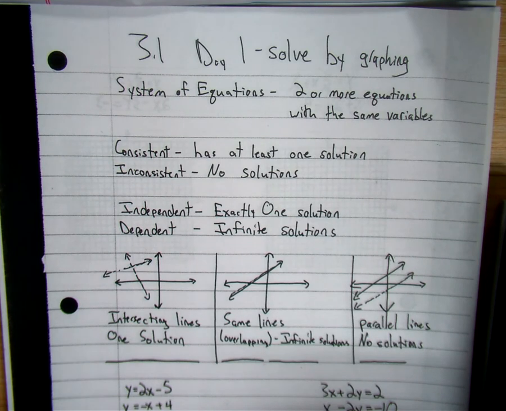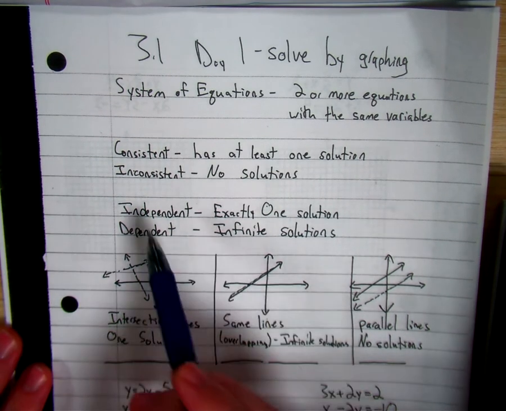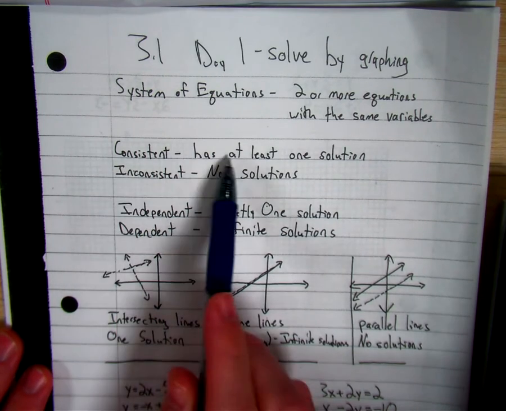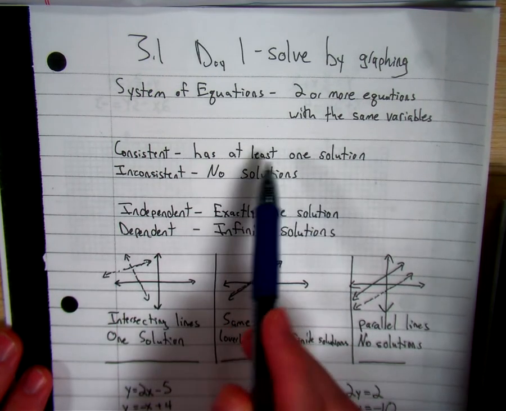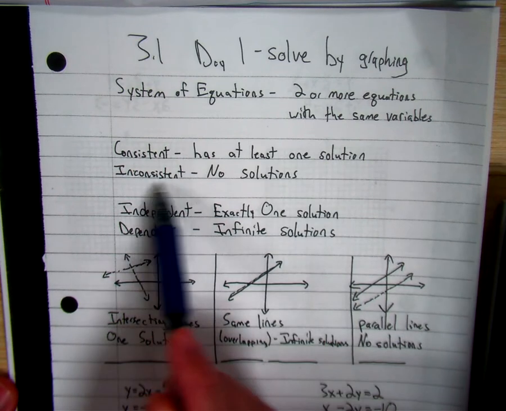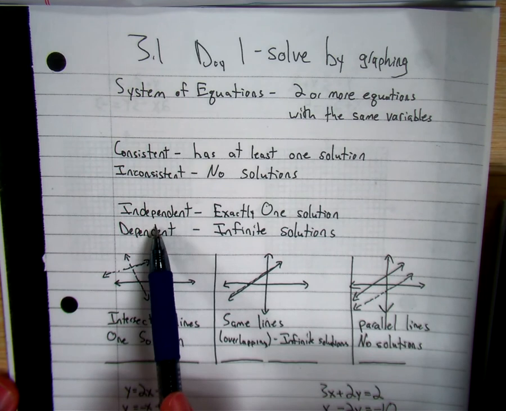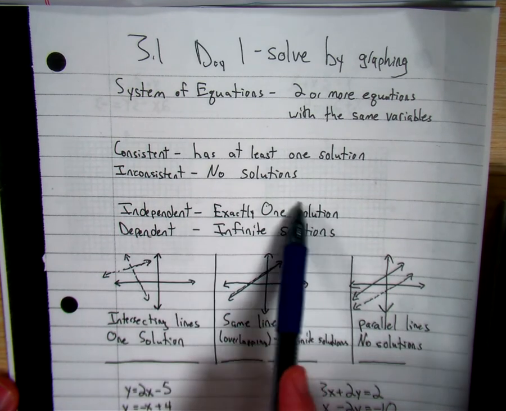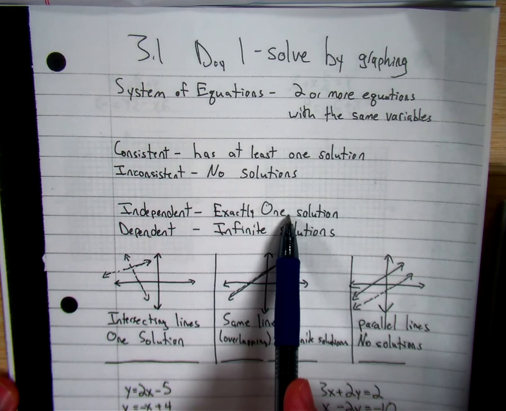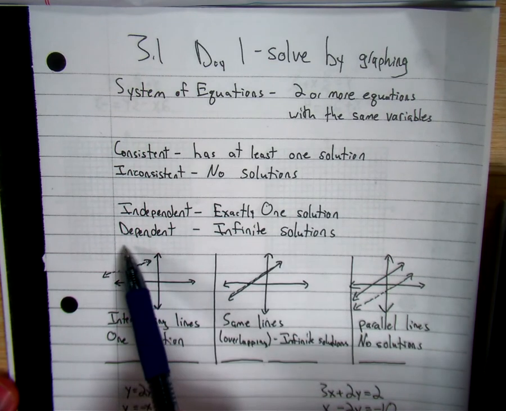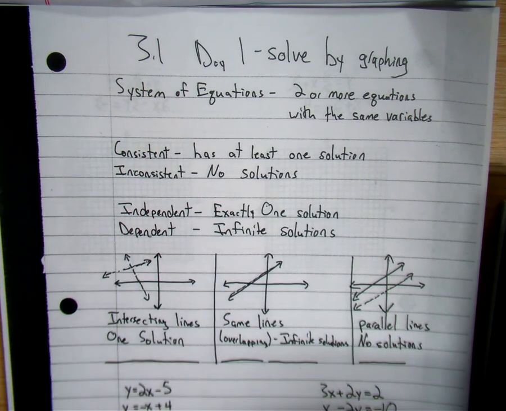For our labeling purposes here, we'll call a system of equations consistent if it has at least one solution. At least one. Okay? Inconsistent means no solutions. It's independent if it has exactly one solution. And dependent means it's going to have infinite solutions, because your solution would depend on your x-coordinate. Then your solution would be your y-coordinate that would work with that x-coordinate.